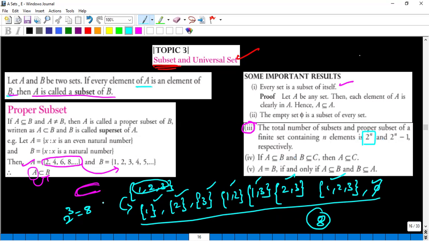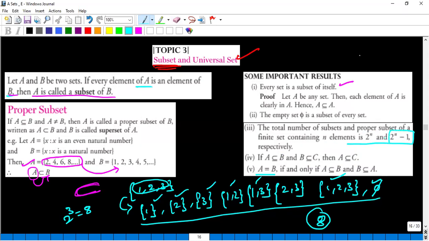Okay. This is clear. If A is a subset of B and B is a subset of C, then you can tell automatically A is a subset of C. If A is equal to B, then A is a subset of B and B is a subset of A. These are the basic formulas you can remember here. These are the important points you need to remember coming to the case of subsets. And another very important point is how many subsets you can frame, and how many proper subsets you can.